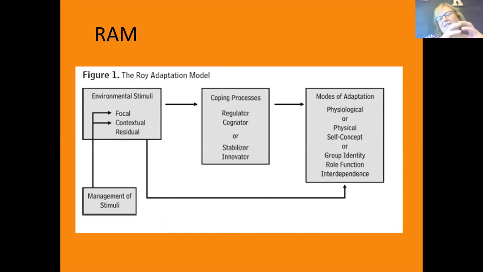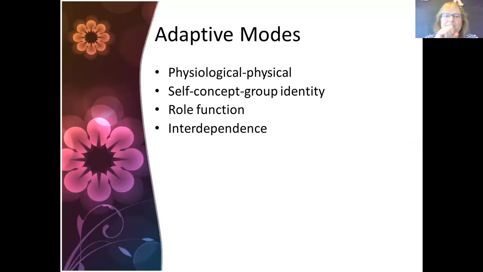And the result of this is that we adapt using one or more of 4 types of adaptive modes. So these are modes of adaptation. And I'm going to take just a minute to talk about them and what they mean.